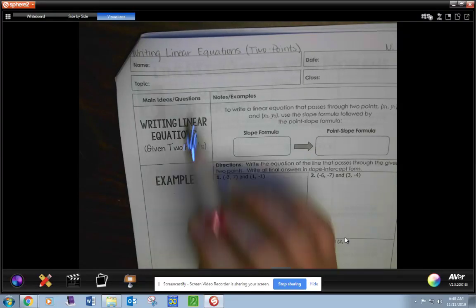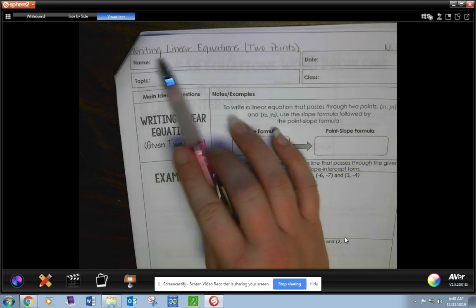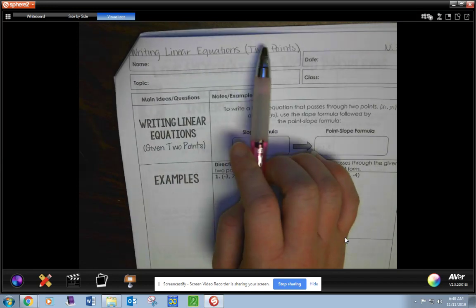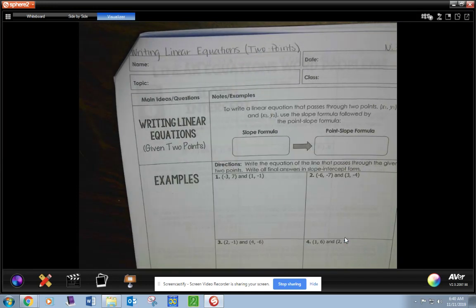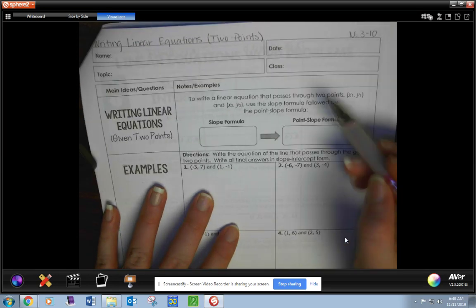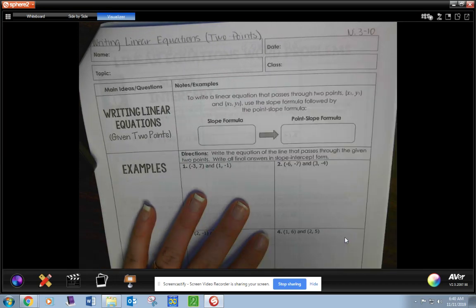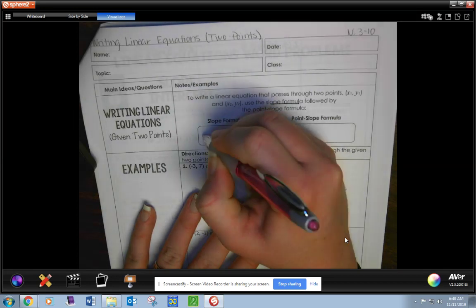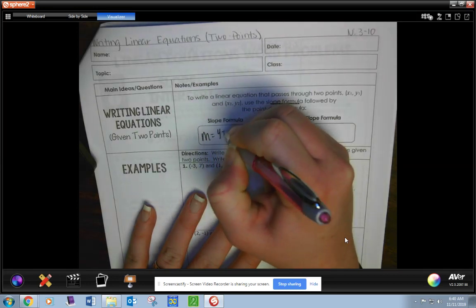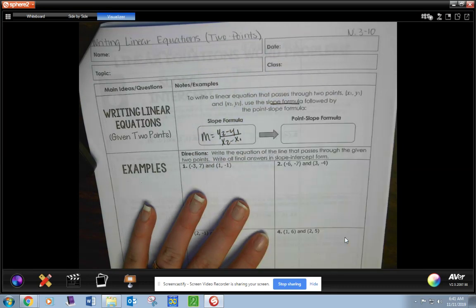All right, guys, if you will flip into your note packets to notes 3-10, we're going to be working on writing linear equations, and this time we're going to be using 2 points instead of a point and a slope. So when you're writing linear equations given 2 points, they're going to give you 2 points, x1, y1, and x2, y2. So you have to use the slope formula, which is m equals y2 minus y1 over x2 minus x1.